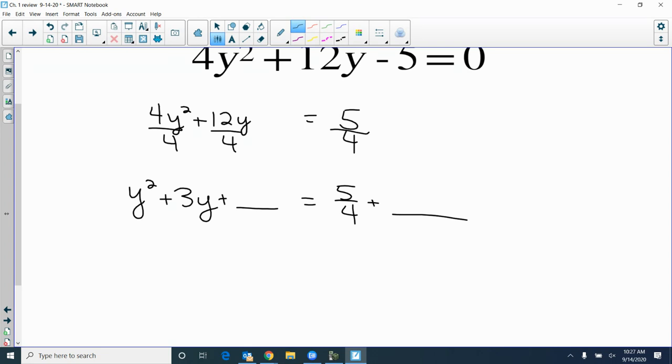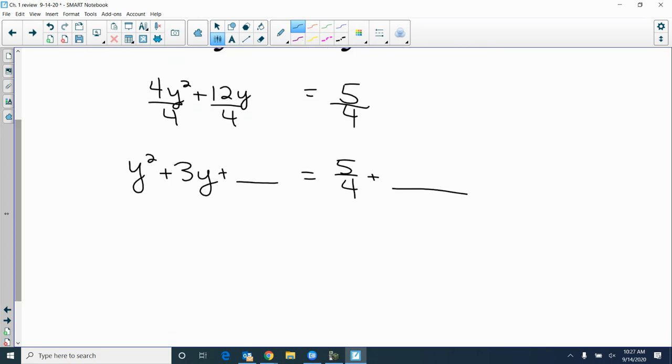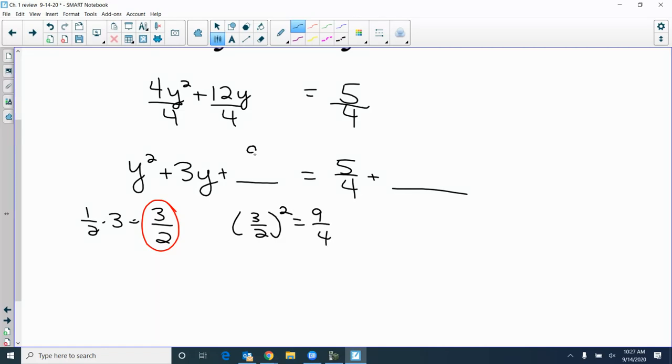You always take half of the coefficient of the linear term, the 3y, so half times 3, which is 3 halves. That number is what's going to come back later when we factor. If you recognize that, it saves you a little grief. We still square this: 3 halves squared is 9/4. That is what goes in each of these spots: 9/4, 9/4.